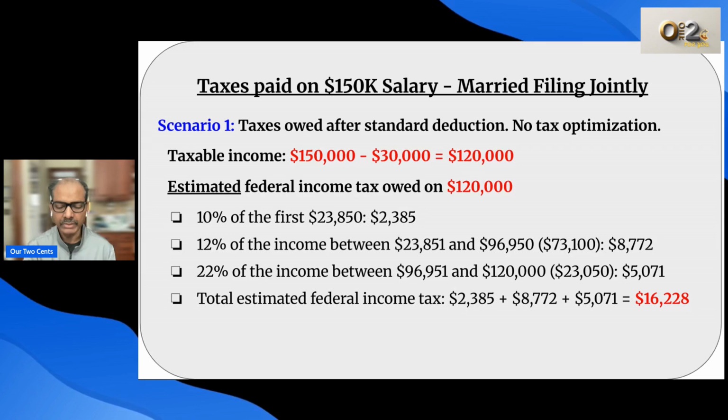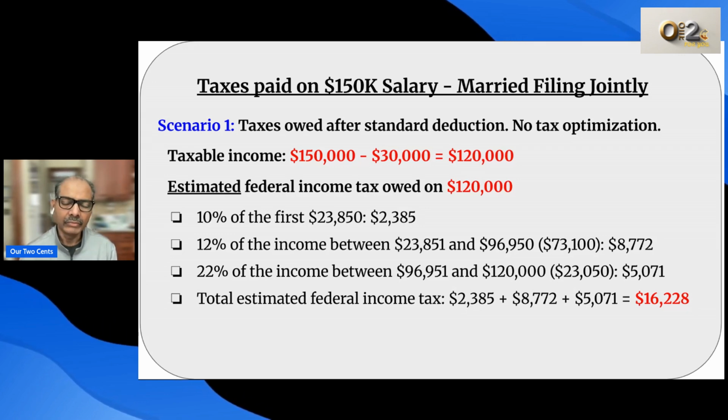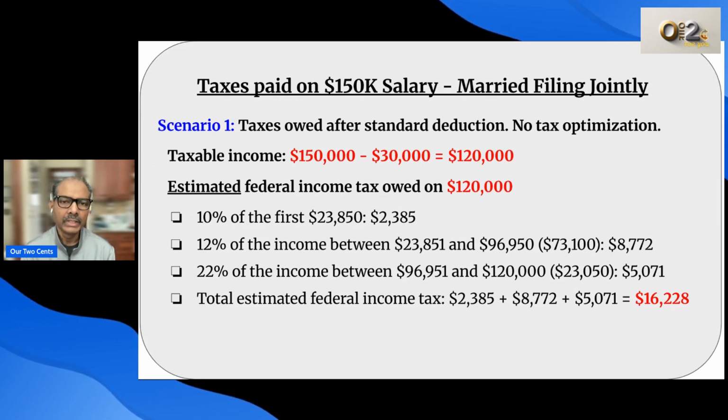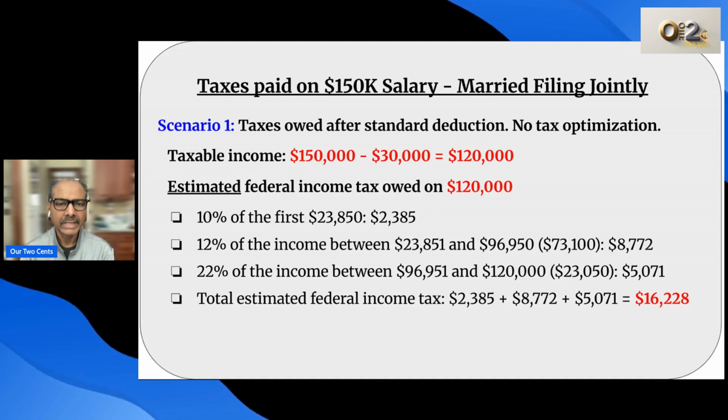There are two options. One is called standard deduction, the other one is called itemized deduction. And we will look at the differences in a later video. But in today's discussion, we're going to assume they are using the standard deduction. So $30,000 is the 2025 standard deduction.